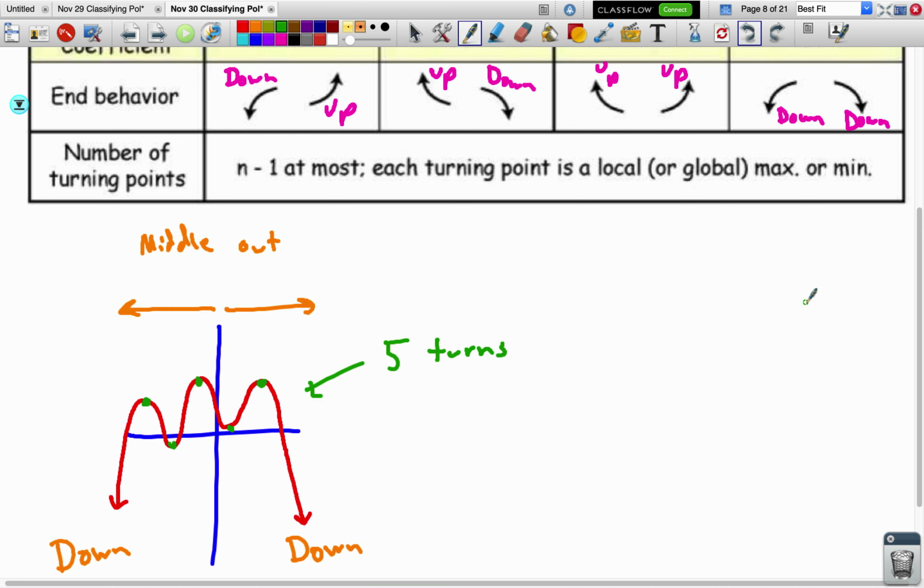All right, that means that this is at least a 6th degree polynomial, because the number of turning points is always 1 less than your degree, so n minus 1. And just think about a parabola. A parabola is a 2nd degree polynomial, and it is allowed 1 turning point.